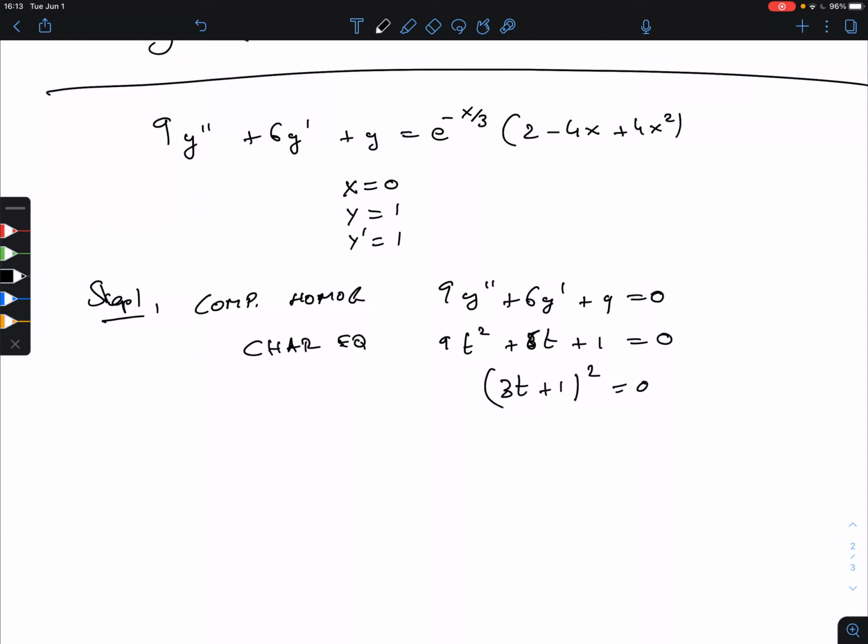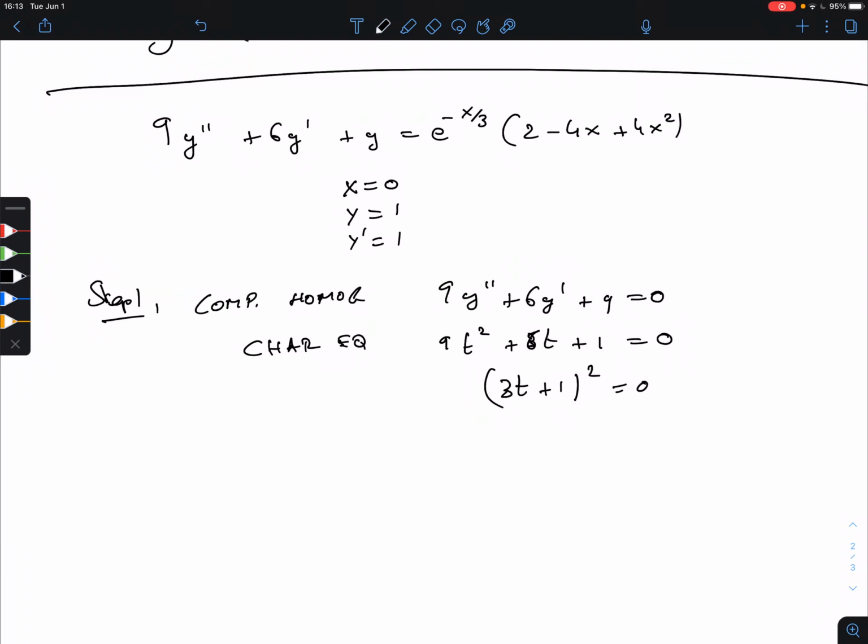But you can also use the AC method, right? So in the AC method, you take the product of this and this, that's 9. And then you look for two numbers that multiply to 9 and add up to 6. That's 3 and 3. And then you split this 6 as 3 and 3, and then you factor, you group, and that's what you will get. I'm not going into the details.